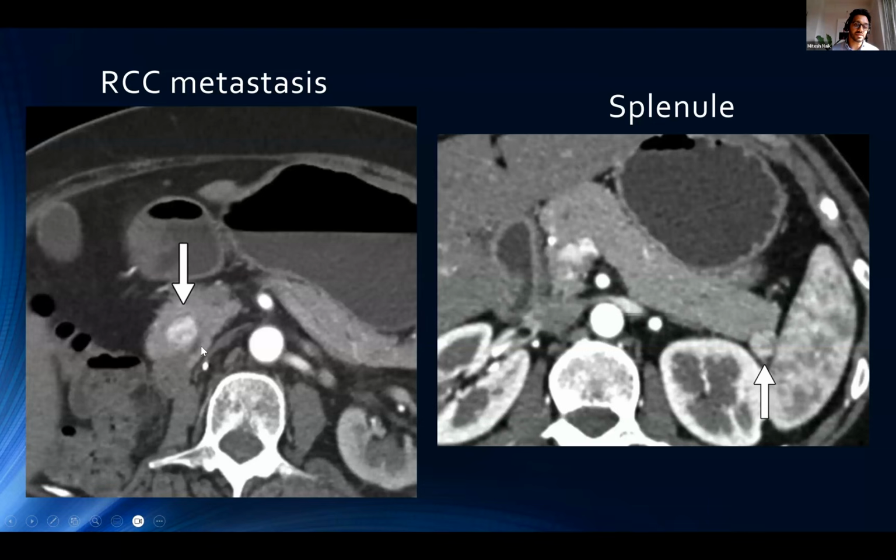So on the left-hand side, this was actually a renal cancer metastasis, which is why history is so important. Renal cell cancers, especially alongside other tumor types like melanoma and germ cell tumors, characteristically cause hypervascular metastases. So in a similar way, they can cause arterially enhancing liver lesions and arterially enhancing pancreatic lesions.